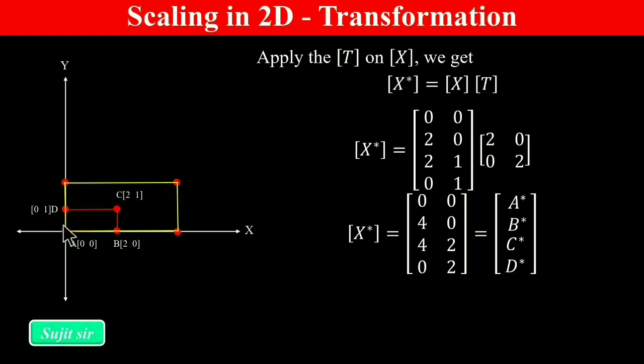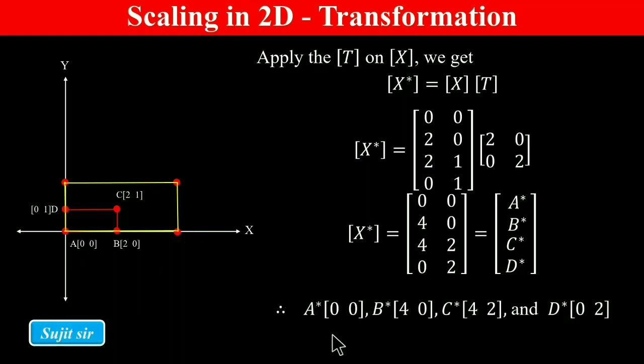So likewise we'll get the positions of A star, B star, C star, and D star. A star is 0 0, B star is 4 0, C star is 4 2, and D star is 0 2. That means if you apply uniform scaling on this rectangle ABCD by 2 units, we will get the transformed rectangle A star, B star, C star, D star.